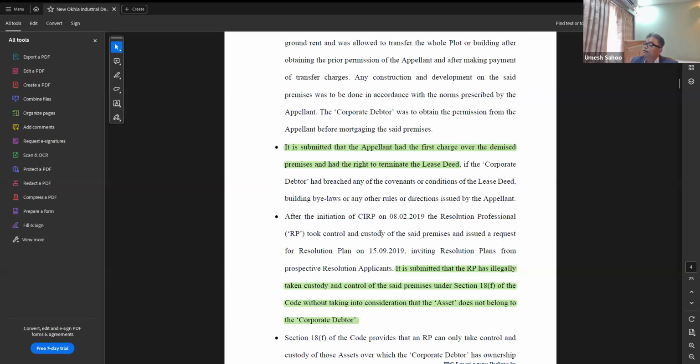Anytime, all of us are aware of this with industrial property, like bankers. I have given one example, CSIDC in Orissa, that is the Orissa Industrial Corporation. Other states also have some industrial development authority or corporation. They have the land banks. It is submitted that the appellant has the first charge over the demised property. They have some terms and conditions, and they collect some revenue in the form of development charges, rent or whatever.